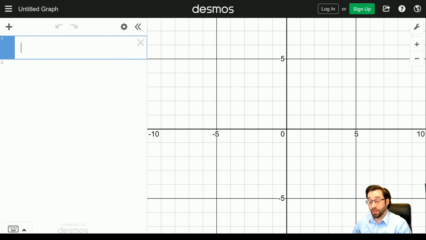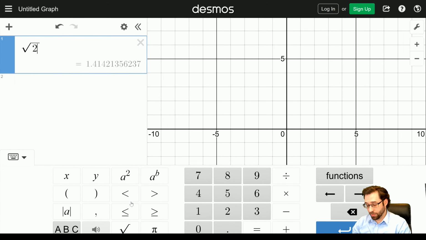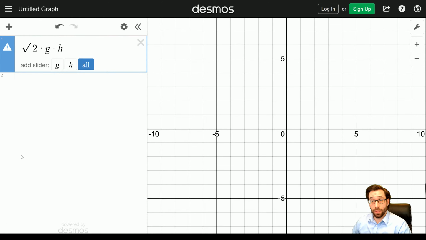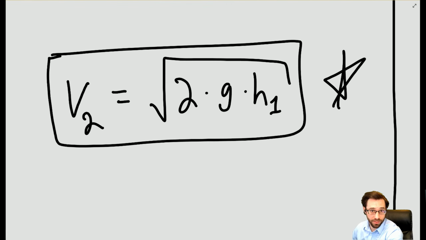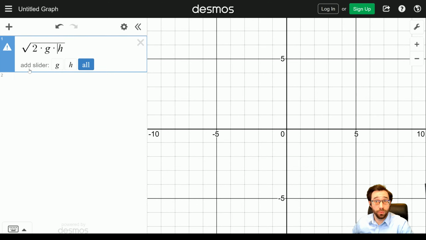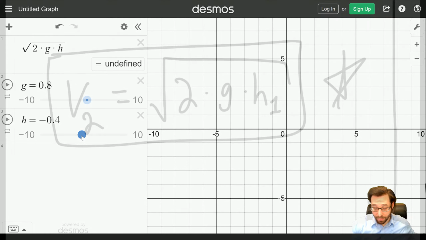So watch. I'm going to go down here to the keyboard and put in a radical. 2 times g times h. And just to make sure, I look at that. This should visibly look exactly like what I've got written here, except for the subscript 1. And if it is, what you can do is I can click all where it says add slider. And what this does is this is modifying the value of g. This is modifying the value of h.